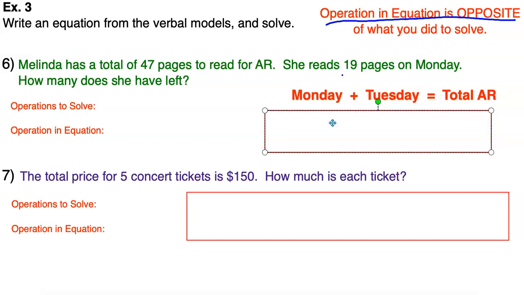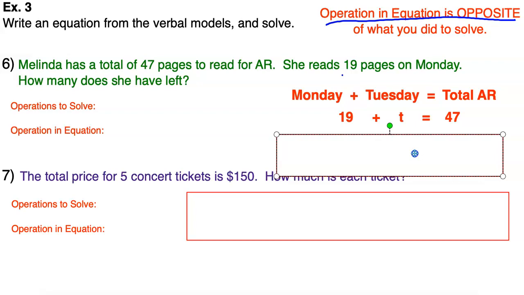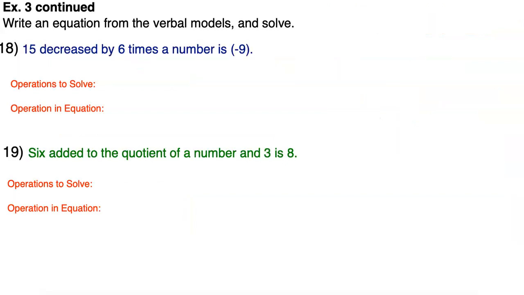So if we took whatever she read, say Monday plus Tuesday, that's going to be her total AR. So when we set this up, we know she read 19 pages on Monday. So we would take that and add that to however much she needed to read the next day, and that total would be 47. Go on to the next screen.